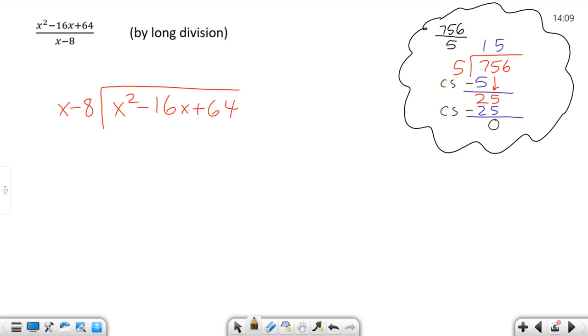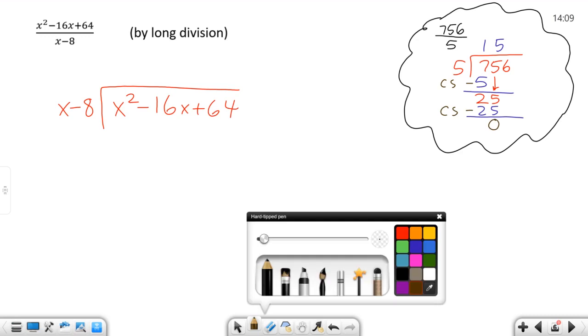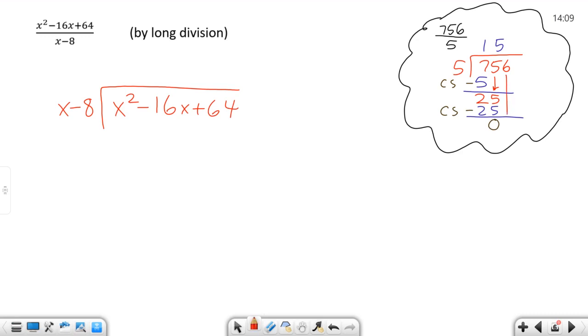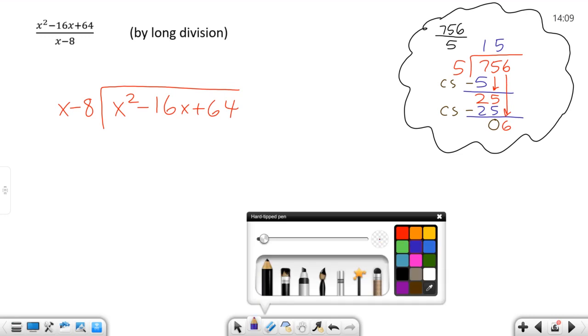Wait a minute. That's okay. I still have something else there, right? I still need to bring down my next. This is my ones column. Bring down my 6. So instead of 16 or 26, I just have 6. The 0 in front of that doesn't change the value of that 6.